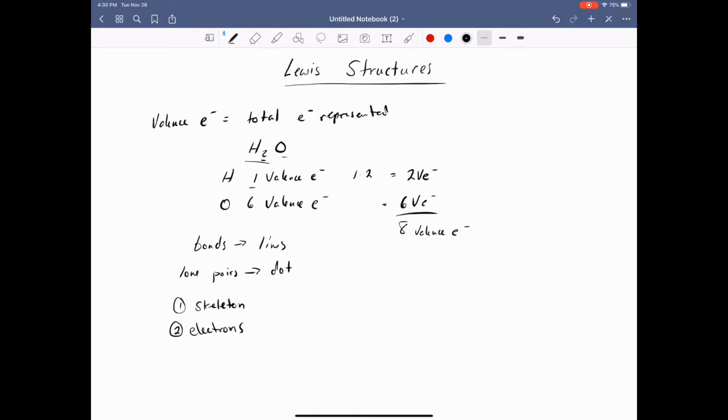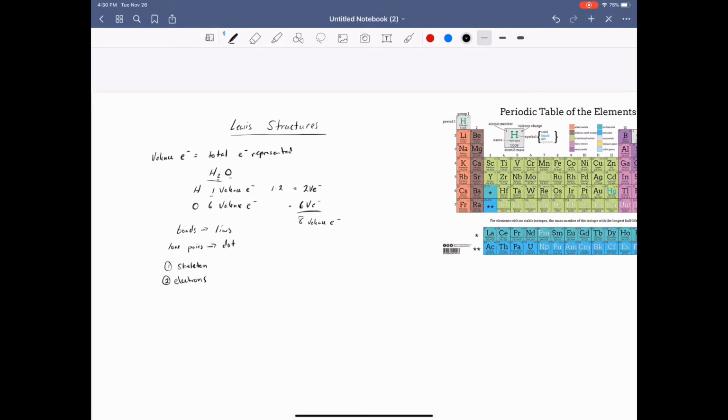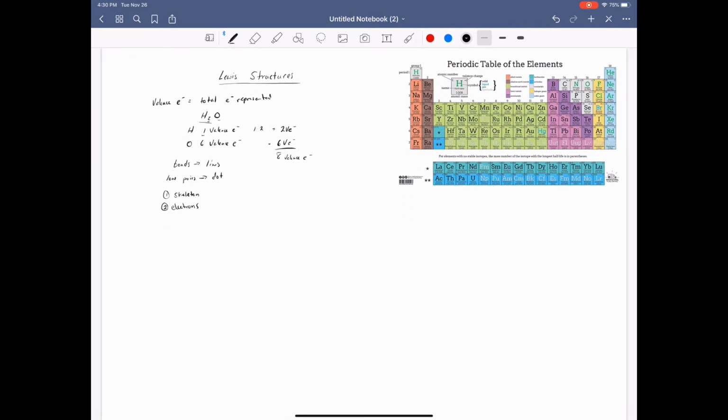So moving forward, it is very handy to have a periodic table when drawing Lewis structures, just so you can see the amount of valence electrons, and it's easier to get an idea of how many electrons you'll be filling in. So now moving into octets.